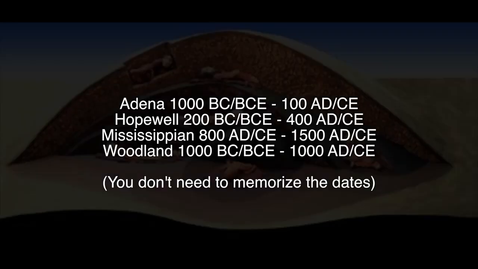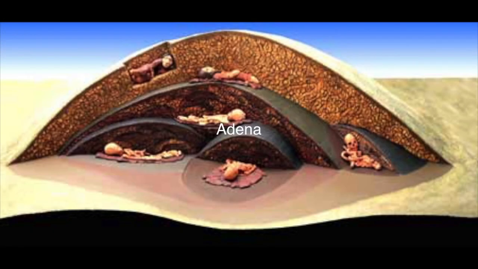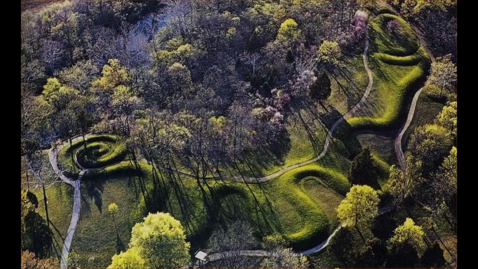Adena sites are the first where we see mounds, and they built two types of mounds: burial mounds and effigy mounds in either geometric or animal shapes. The Great Serpent Mound in Ohio is one of the most beautiful examples of an effigy mound.